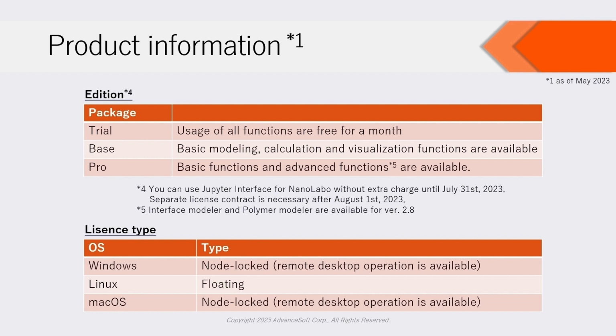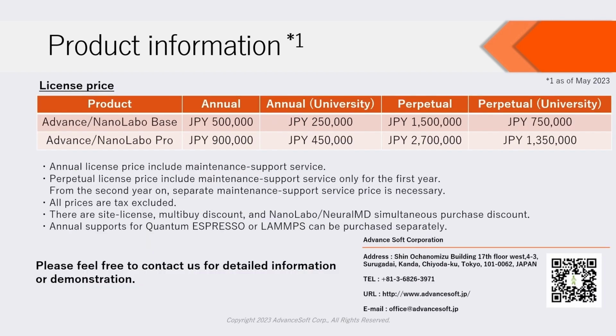NanoLabo Pro version 2.8 offers Interface Modeler and Polymer Modeler as additional functions. On Windows or Mac OS, node-locked license is available. On Linux, floating license is available. License prices are as follows. Please feel free to contact us for detailed information or demonstration.